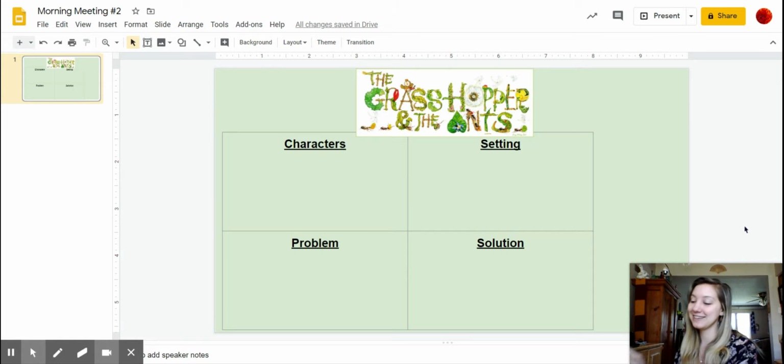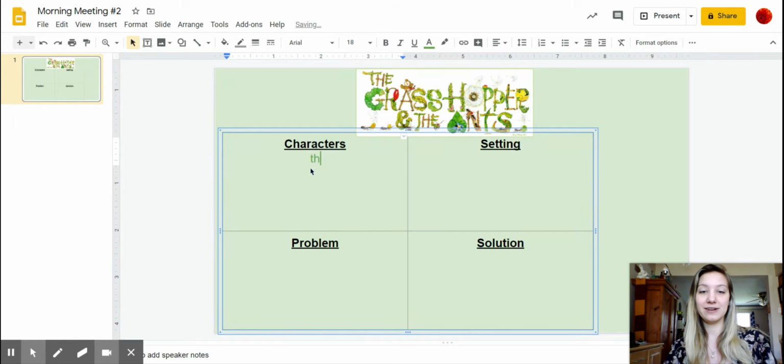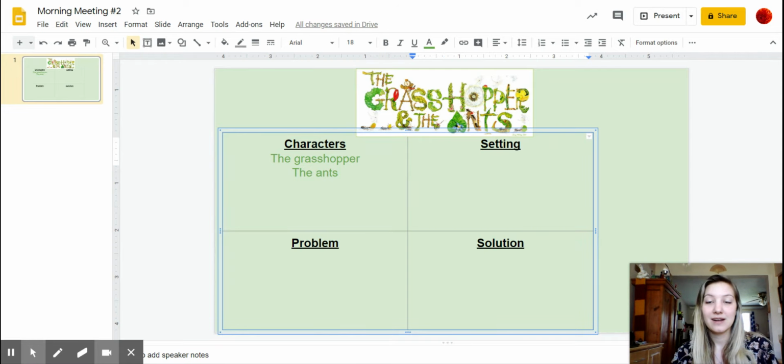All right, so let's go over this chart. The characters in the story were the grasshopper and the ants. The setting of the story was the winter time. And that's all we know.